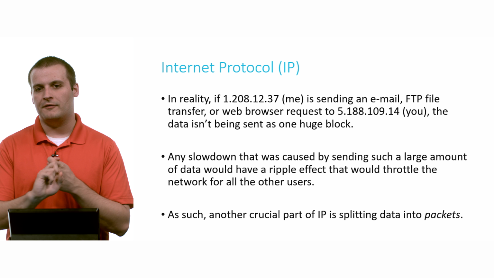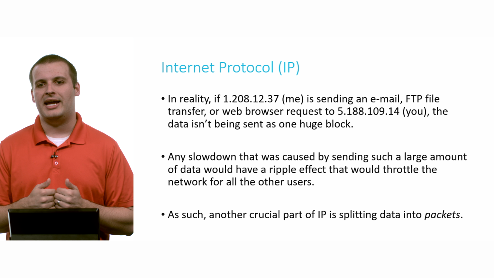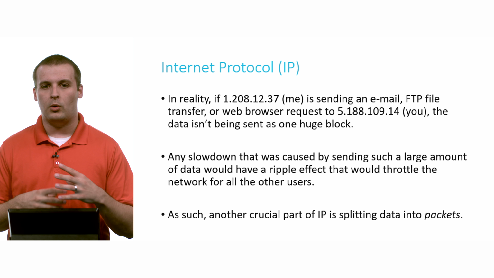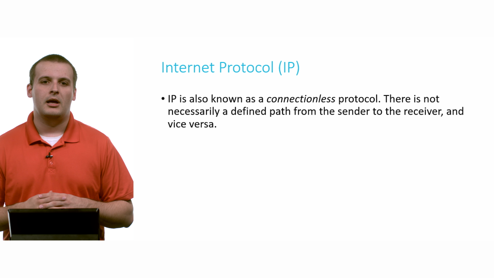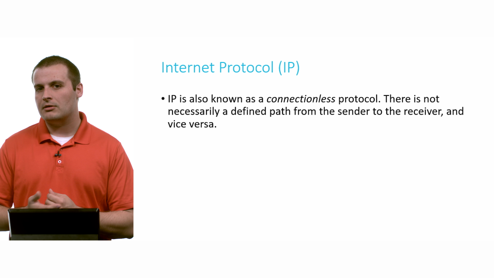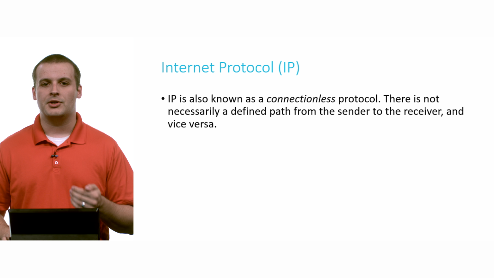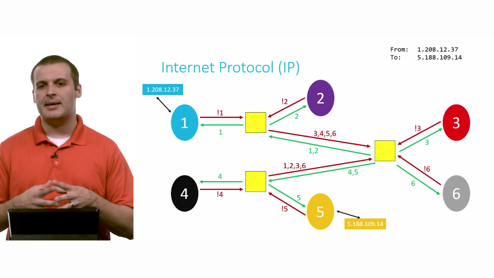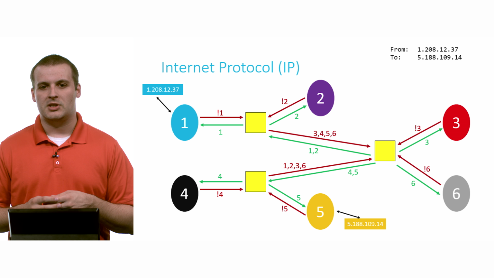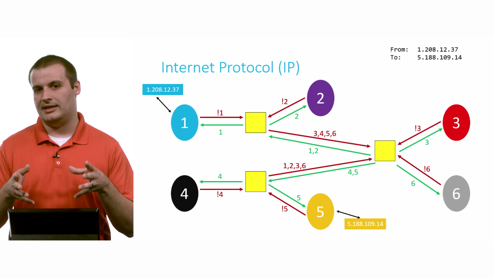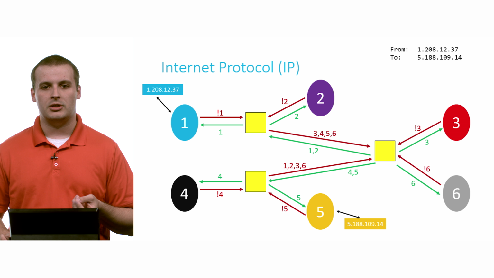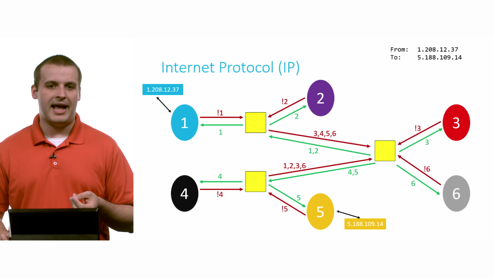So IP is responsible for getting information from point A to point B, and also breaking the information into small pieces so that the network isn't overly taxed. IP is also known as a connectionless protocol. There is not necessarily a defined path from the sender to the receiver, or vice versa. Now, in this example we've talked about, there actually is only one way to get to every network. So in this particular illustration, there actually is a defined path from point A to point B, but we can change that by just making one modification to the two routers on the left by adding this condition to their router tables.